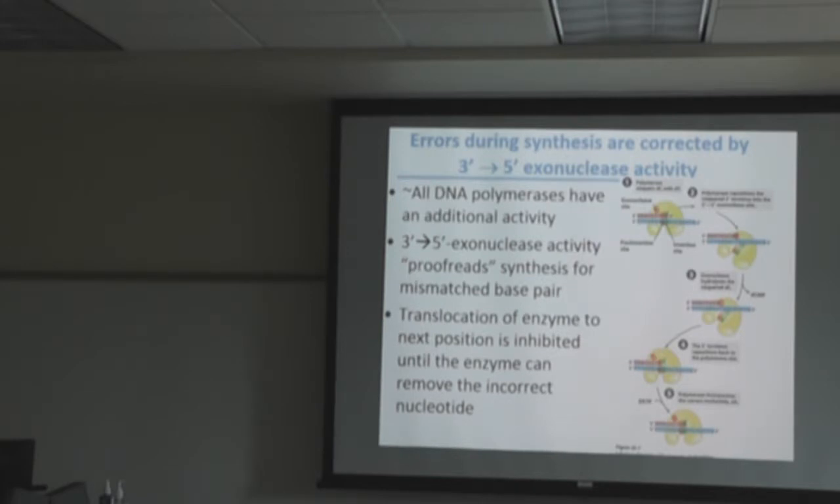So errors during synthesis are corrected by DNA polymerase, which has 3 to 5 prime exonuclease activity. So we add 5 to 3 prime. If an error gets inserted, it'll stall if you insert the wrong base. The next base will stall, and that gives time for this 3 to 5 prime exonuclease activity to occur, and then the 3 to 5 prime exonuclease just cuts out the wrong base and allows a new base to come in. So it's kind of like its proofreading ability, that 3 to 5 prime.